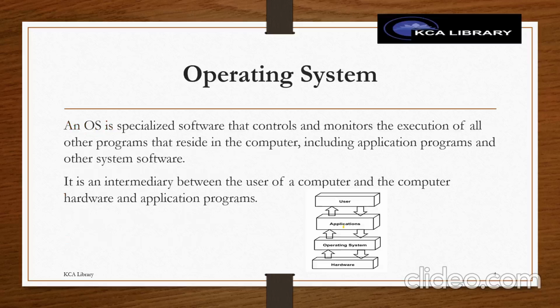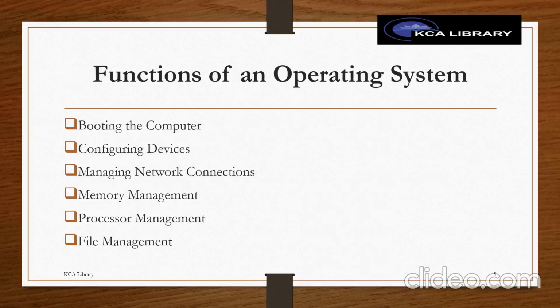So what is an operating system? An operating system is a specialized software that controls and monitors the execution of all other programs that reside in the computer, including application programs and other system softwares. So let us look at the functions of an operating system.